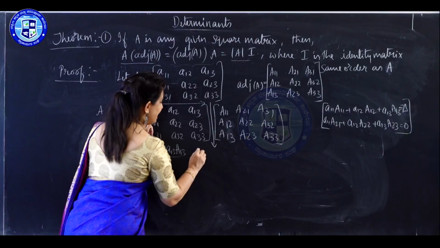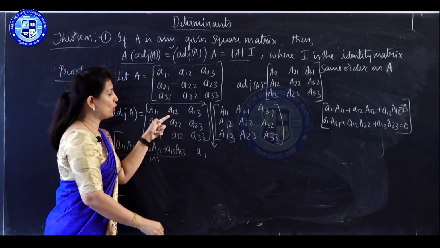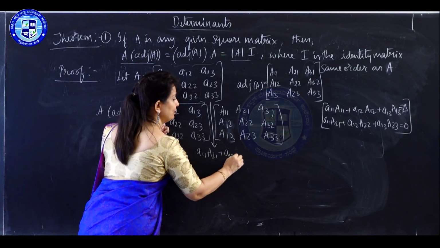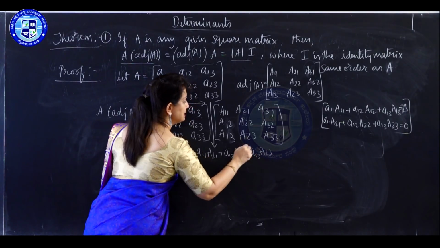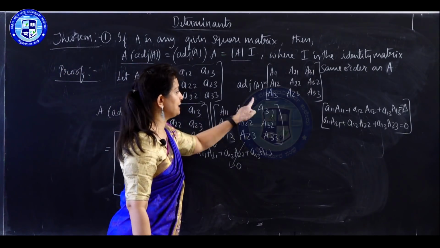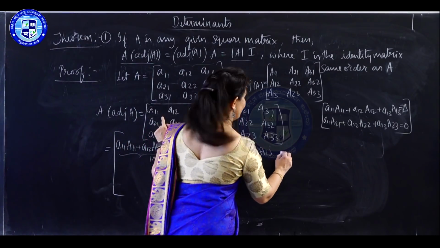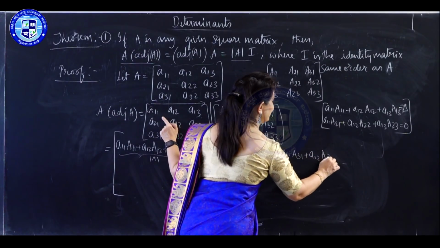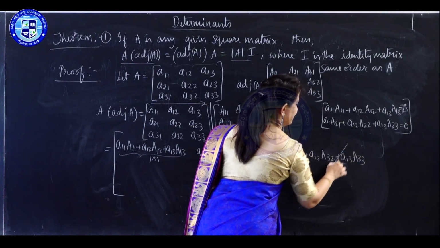Look at this. First row elements multiplied by second column elements: A11 A21 plus A12 A22 plus A13 A23. This turns to 0. Now, first row elements multiplied by the cofactors of third row elements will also be 0. So, A11 A31 plus A12 A32 plus A13 A33 will be 0.